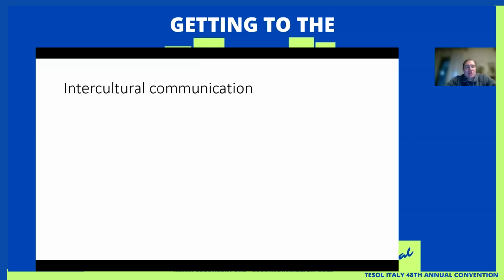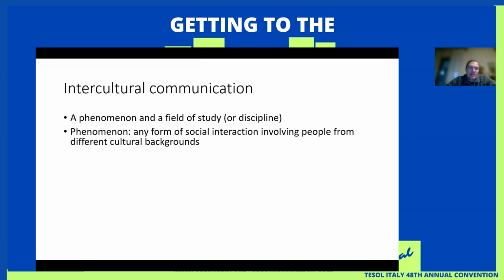Another concept to consider here is intercultural communication, to define what intercultural communication is. This could be seen as being a phenomenon in the world or as a field of study. It is both simultaneously. So as a phenomenon, it is any form of social interaction involving people from different cultural backgrounds. So anytime you have two or more people together who are interacting, but they come from different cultural backgrounds, they have different cultural frameworks, that would be considered a context of intercultural communication.